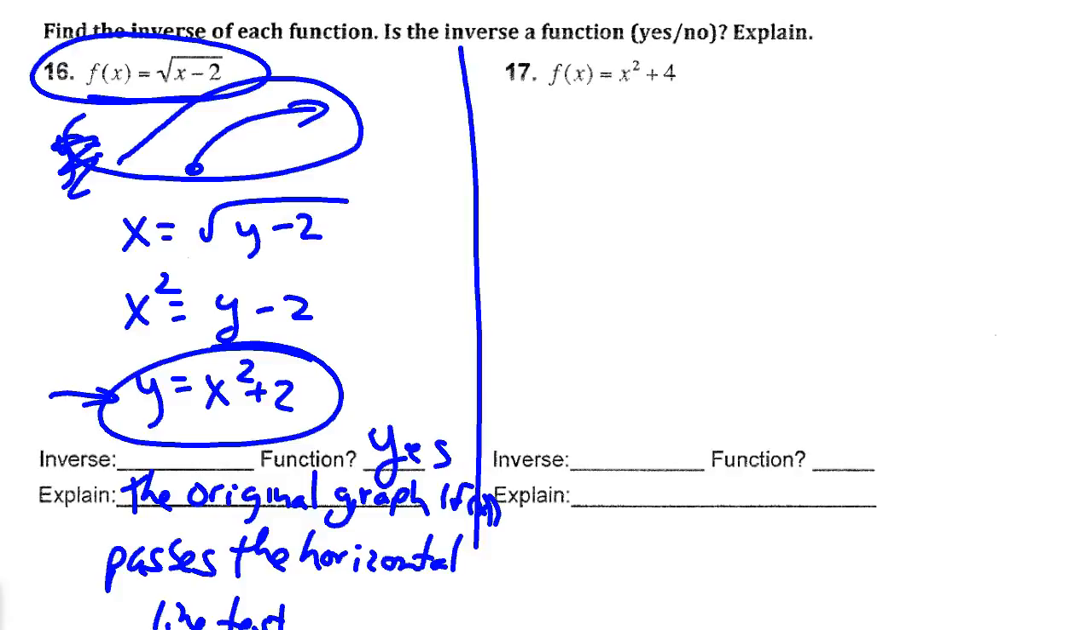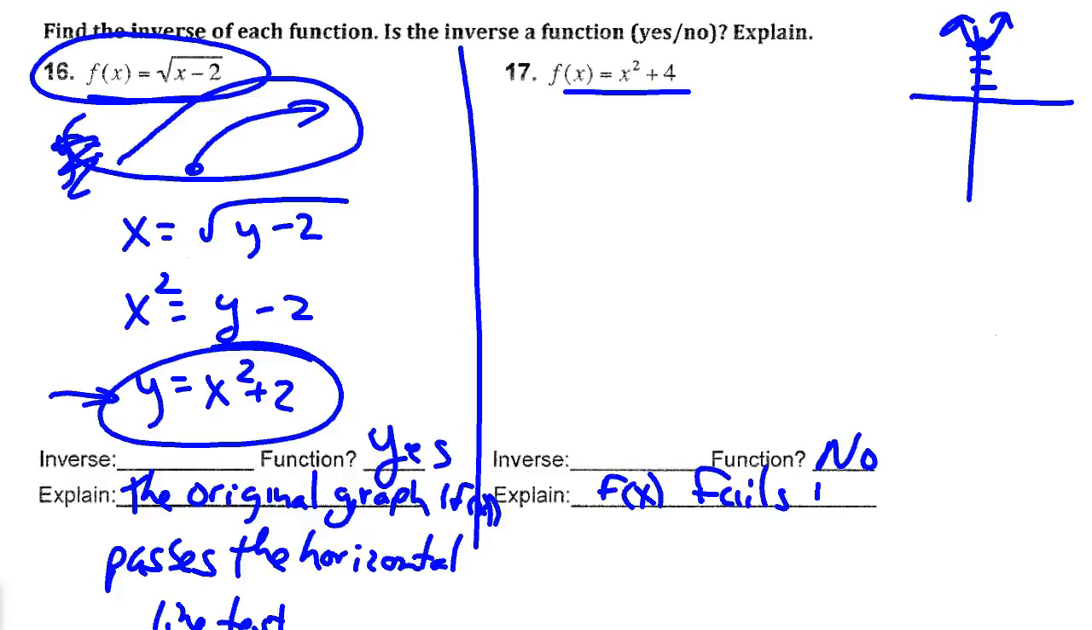17. So this is just like my answer over to the left. So this over here is a quadratic. It would be this quadratic. You'd have a vertex of 0, 4, and it would open up. So does that pass the horizontal line test? No. So for the explanation, you could say the original graph, or you could say f of x, fails the horizontal line test.